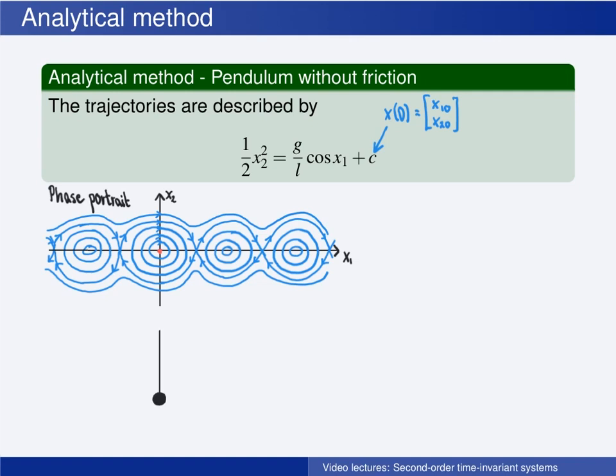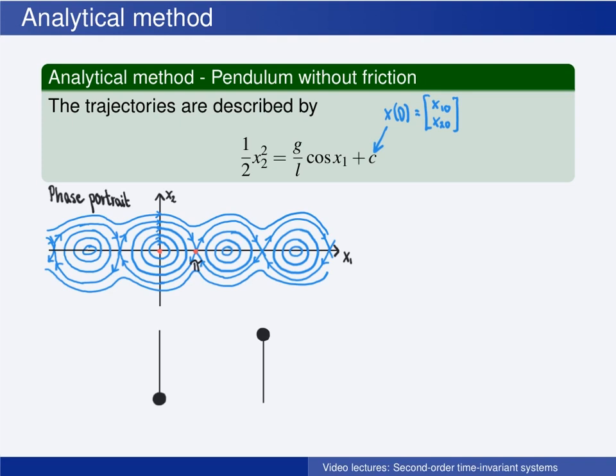Also, the system has an equilibrium here, where the angle is pi and the angular velocity is 0. This corresponds to the pendulum being in the inverted position, standing straight up.